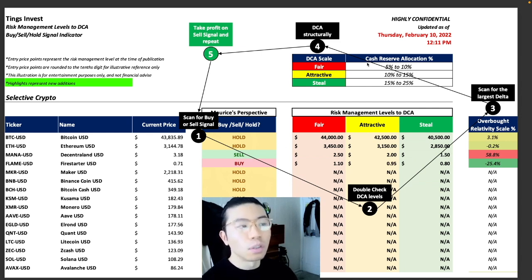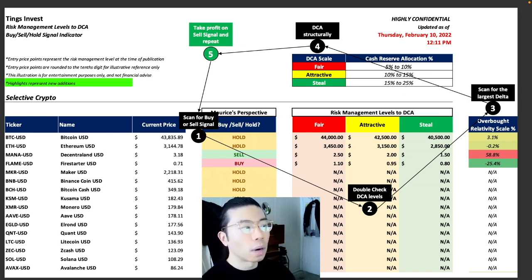If you believe it's fair, from a psychological perspective that you're willing to allocate 5 to 10%, then go ahead. If you want to allocate 10 to 15% because you believe that's an attractive level, then you put in 10 to 15% of your cash reserve. And if it's more of a steal level that you feel relatively bullish on, then you put in 15 to 25%.